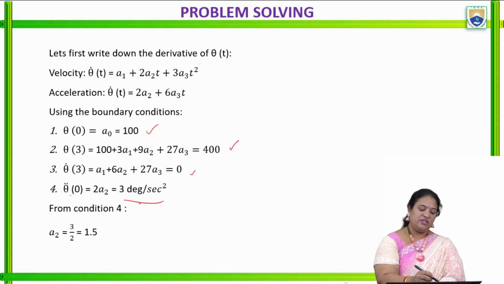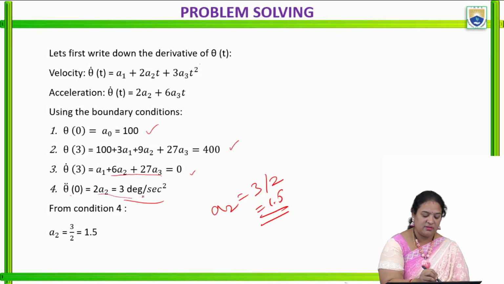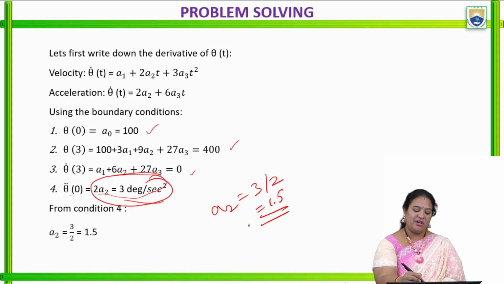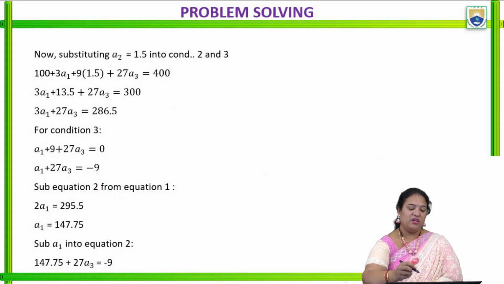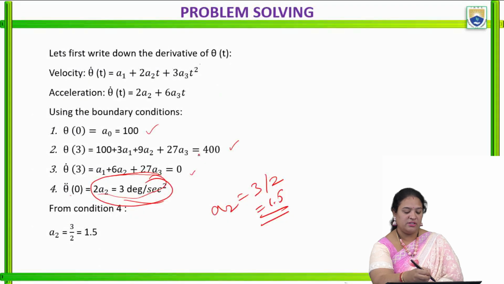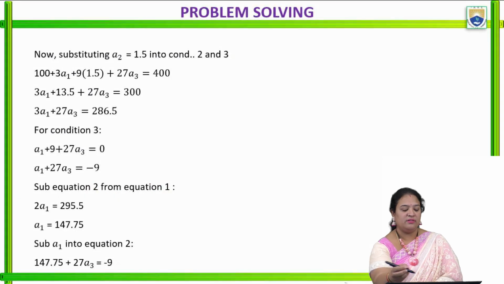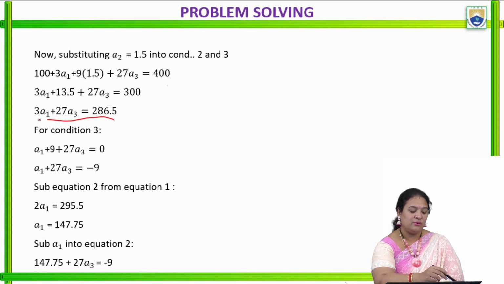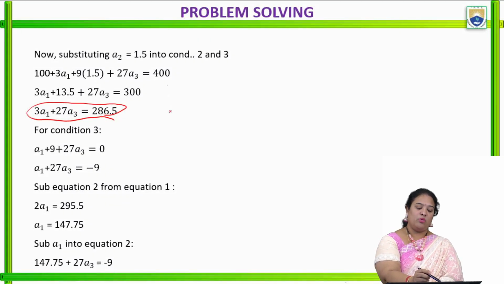From condition 4, we can write a2 is equal to 3 by 2, which is 1.5. From this equation 4, we have got the a2 value as 1.5. Now substituting this a2 value in conditions 2 and 3: 100 plus 3a1 plus 9 into 1.5 plus 27a3 is equal to 400. Solving that, we get 3a1 plus 27a3 equals 286.5.